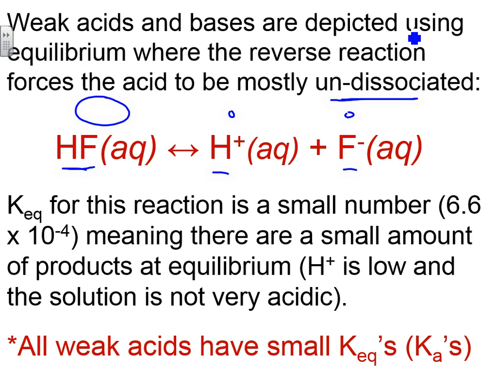So in this case, and actually for all weak acids, the equilibrium constant is small, 6.6 times 10 to the negative 4. It's a pretty tiny number, meaning there's a small amount of products at equilibrium. And if there's a small amount of products, there's not much H+, so it's going to be weakly acidic. And here it says that all weak acids will have this small Ka. The KEQs, equilibrium constants, they actually designate them as Kas for the equilibrium constant of an acid. So Kas are specific for acids. So weak acids actually are equilibrium systems with small equilibrium constants.